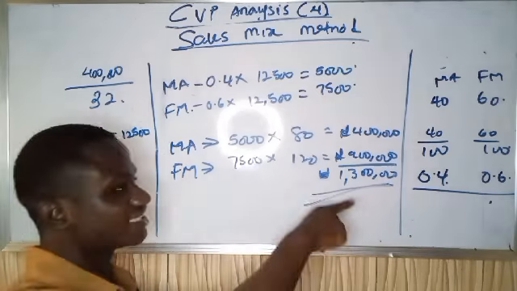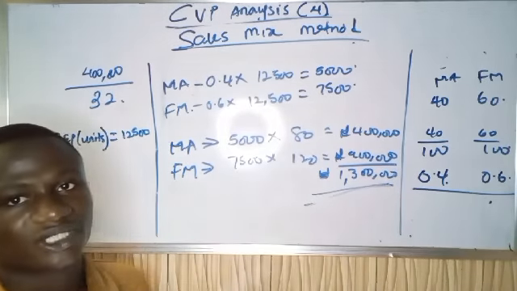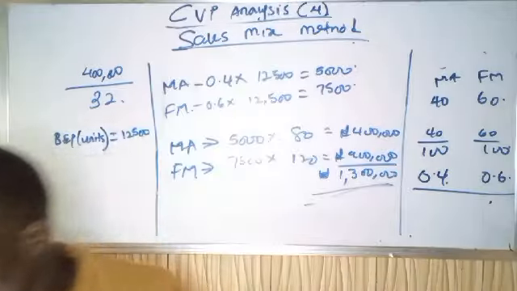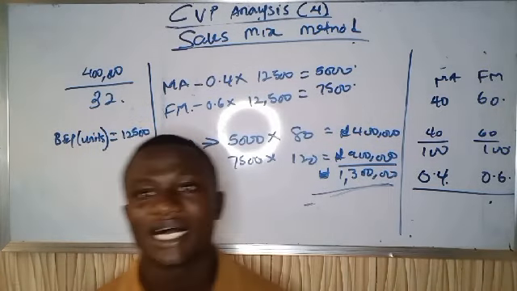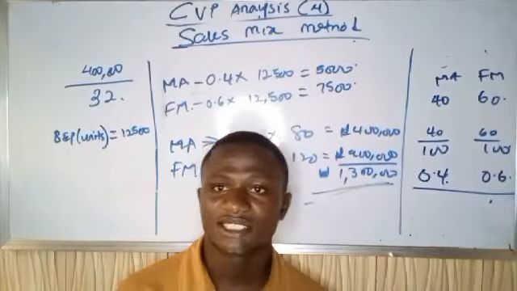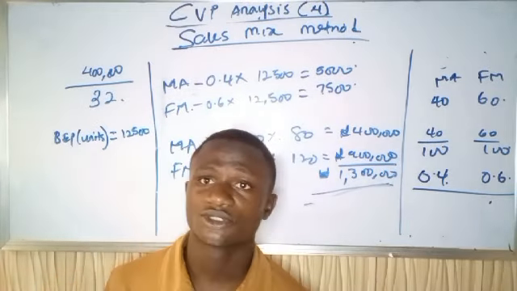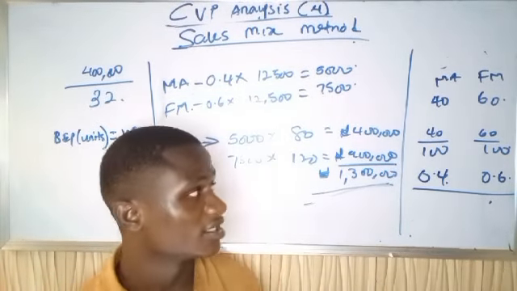Now, if you compare this 1,300,000 to the previous video that I solved, you see that I solved the same question. See that I got the same BEP value, which is 1,300,000. And for the last one, using the contribution margin ratio, I also got 1,300,000. So that brings us to the end of CVP analysis.